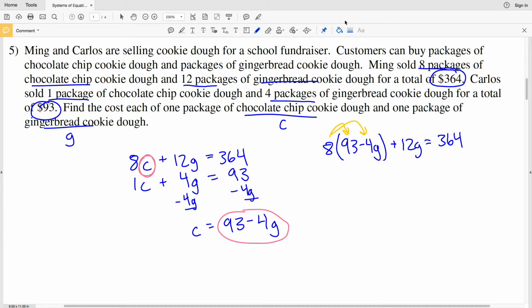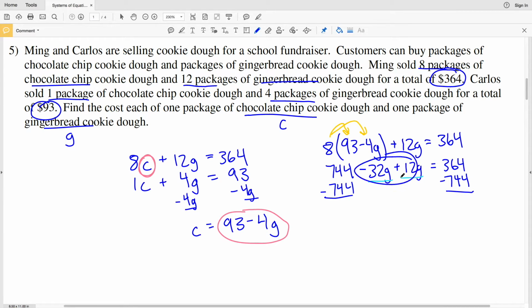So 8 times 93 equals 744, and we're going to be subtracting 8 times 4g, which is minus 32g, plus 12g, that will equal 364. So we're going to combine our like terms, 32g and 12g, and I'm also going to subtract 744 from both sides. That way, my terms with g are on the left-hand side and my terms without are on the right-hand side. So negative 32 plus 12 will equal a negative 20.